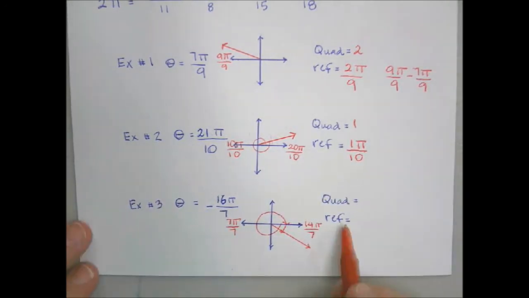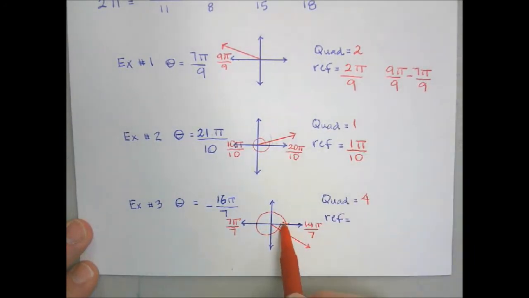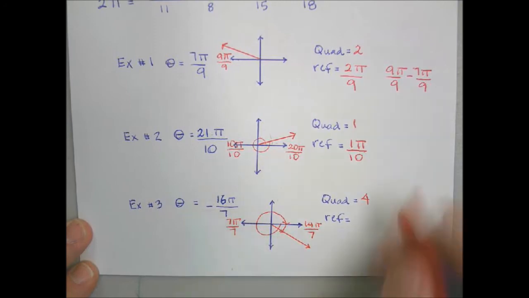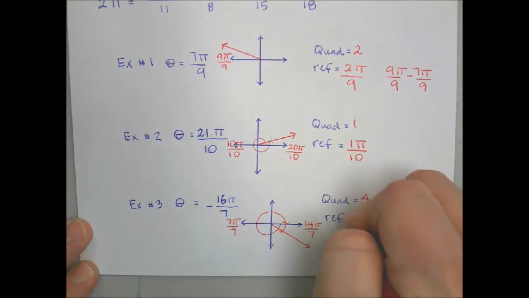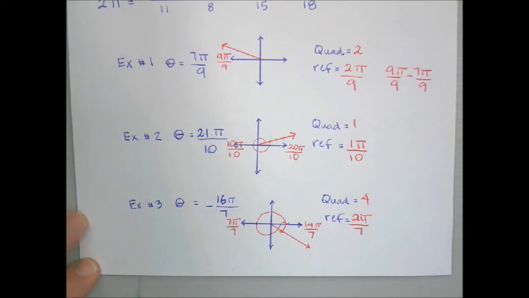It's in quadrant 4. And the reference angle, I'd be at 7 pi over 7. Remember, the negative just means I'm going this way. So I'd be at 7 pi over 7. Then I'd be at 14 pi over 7. And then 2 more would get me to 16 pi over 7. So my reference angle is 2 pi over 7.